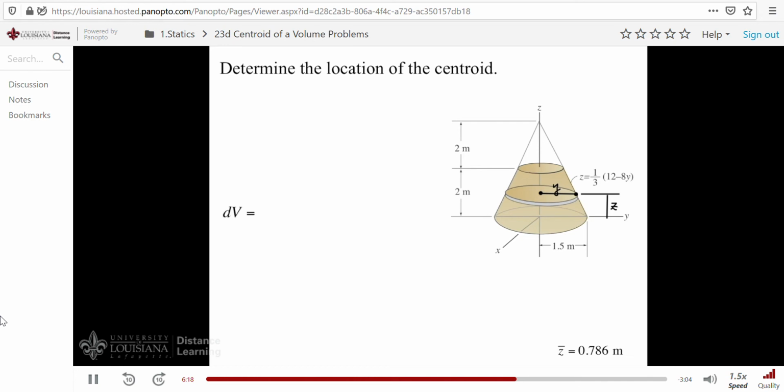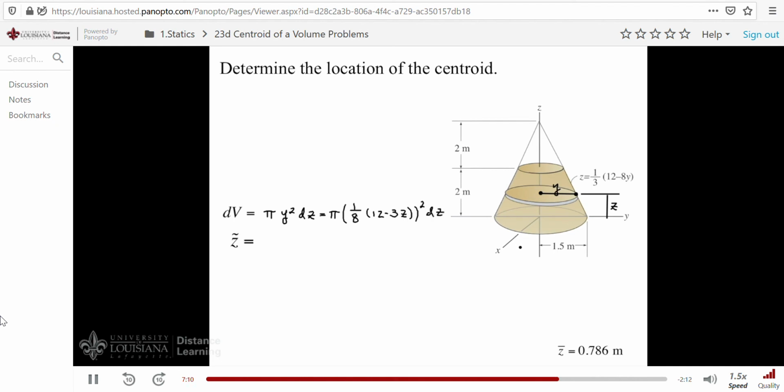Now let's define our volume. That volume is equal to pi times y squared times dz. We're integrating relative to z, and therefore we have to solve this equation for y in terms of z and put it in here. When you do that, you have the following. Pi times 1/8, and here we have 12 minus 3z. And of course, all of this gets squared. And then we have our dz.